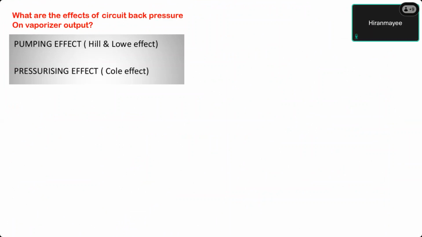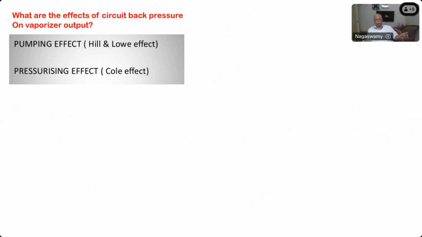Any idea? Pumping effect is when the oxygen flushes. No, oxygen flush has nothing to do with it. So the reservoir bag is pressed and there is backflow into the vaporizing chamber. So more vapor gets saturated into the carrier gas and more concentration ends up getting delivered than what we actually set it for. Very good. So the output concentration of the vaporizer will increase to more than what you have set in the dial by the pumping effect caused by the back pressure.